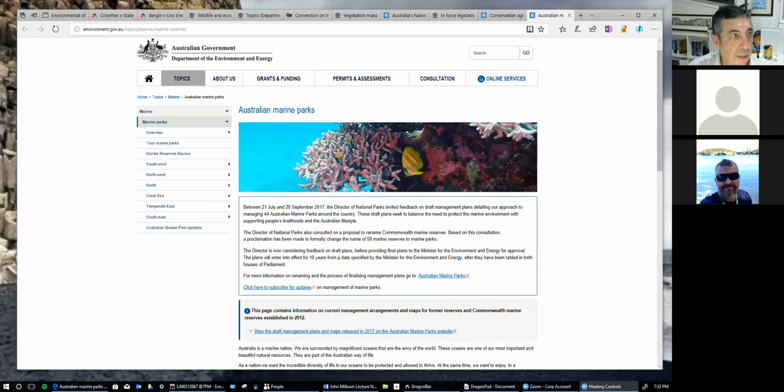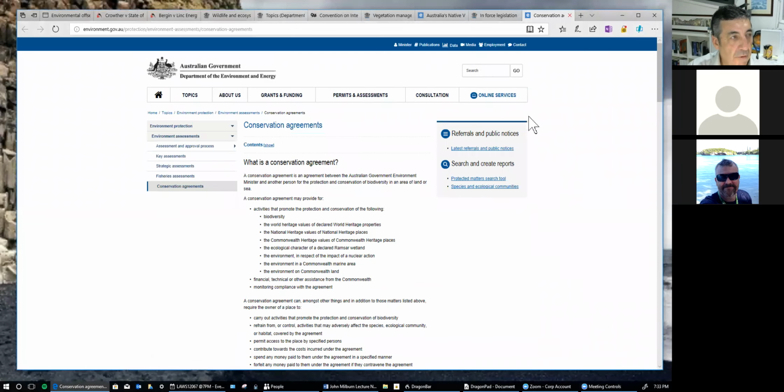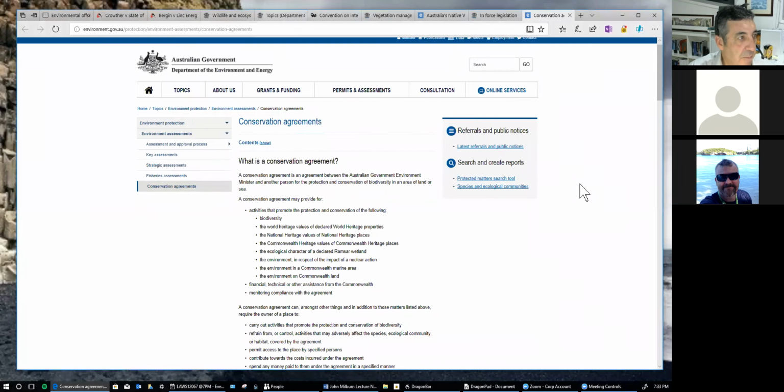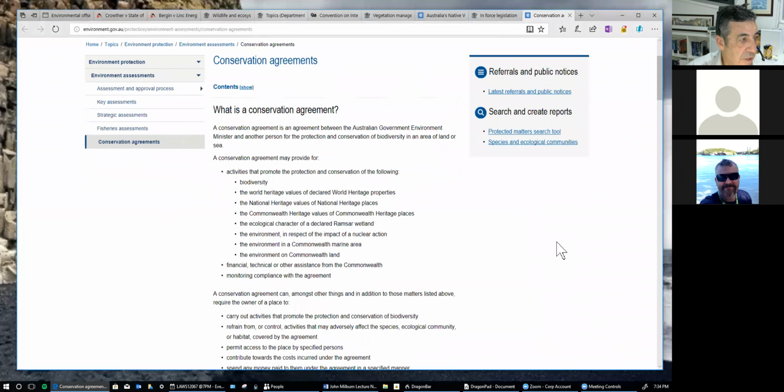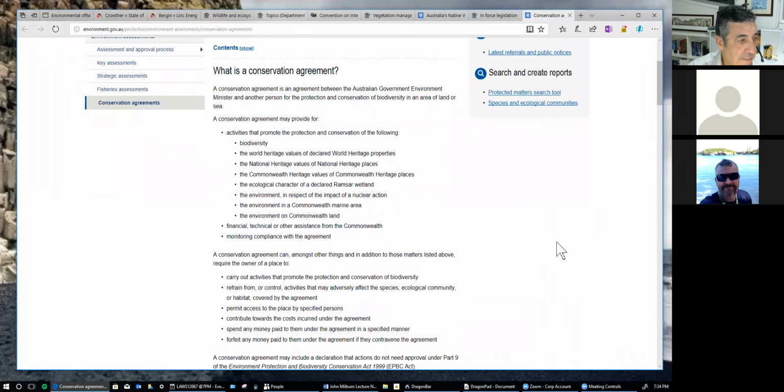All right, so coming back to the federal level, one of the important things that you need to consider from a practical point of view are what we call conservation agreements. I'm going to again share the screen. For information about conservation agreements, have a look at the Commonwealth Government Department of Environment and Energy website page. It explains what is a conservation agreement. It provides what it may do, and it gives some idea of how this is put into practice.